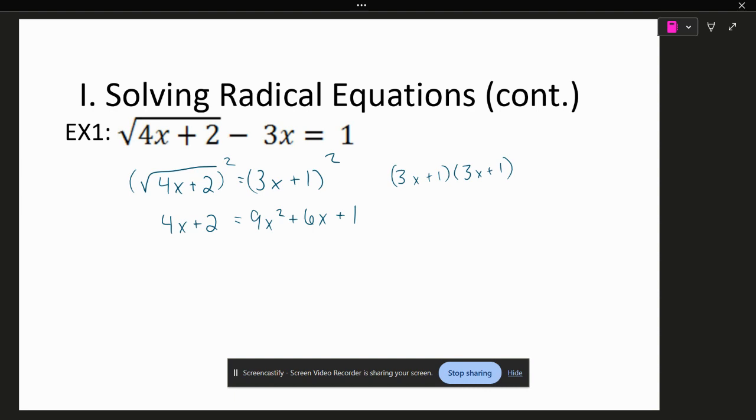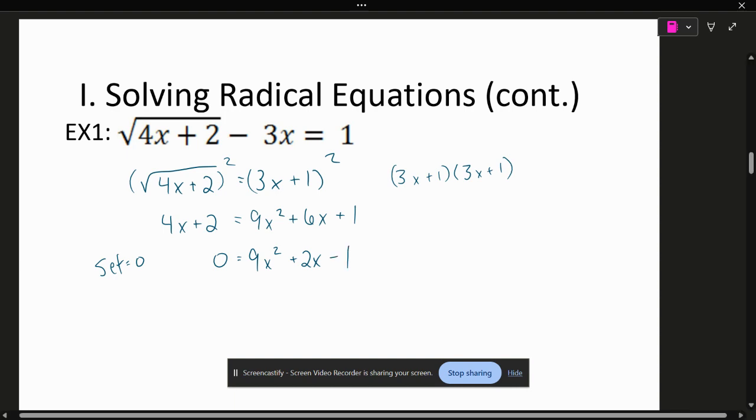Once you have it in this step, now you want to move everything over and set it equal to 0. So I'll subtract my 4x, and I will subtract my 2. And this is the step where, like we've done in many previous cases, you're either going to want to see if you can factor. If you can't look at it and be like, oh, I can factor this right away, then use the quadratic formula.